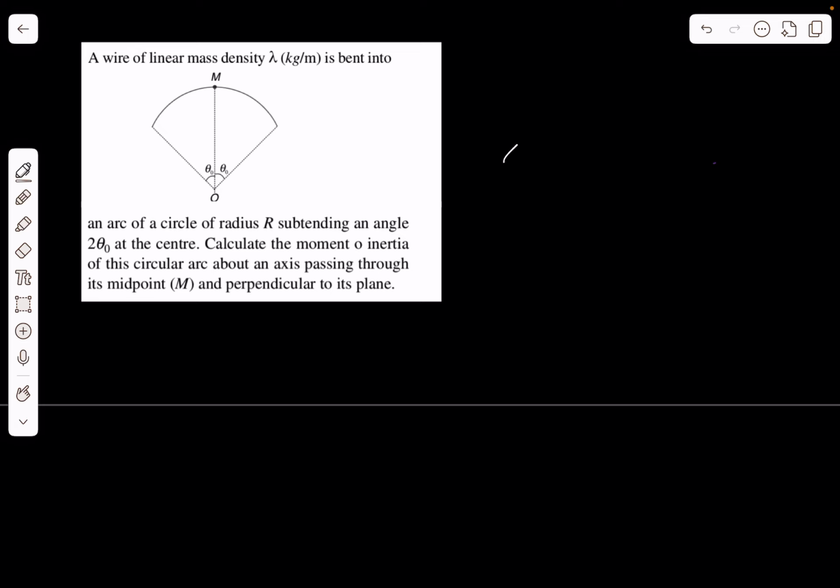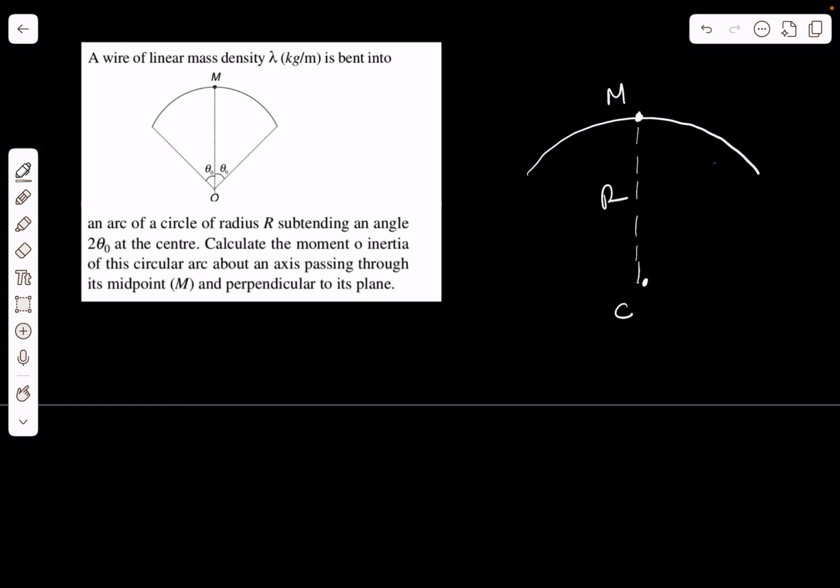So we will start by taking an element on this circular arc. This is the midpoint and the axis is passing through this point and it is perpendicular to the plane of the arc. This point is M. And let us say somewhere here we have the center of curvature. Now this distance is definitely equal to the radius of this circle.